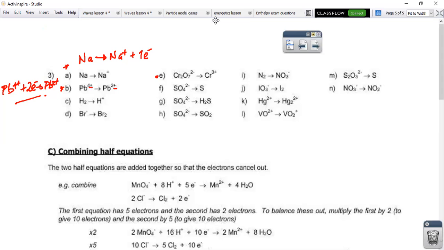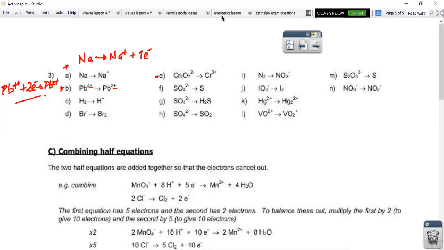Is it Cr2O7 2 minus? Yeah, 2 minus. Well done. Plus, so far, so good. Plus 14H plus. Good. And then the arrow. Cr3 plus. Plus 5e minus. Plus 7H2O. Okay. You got some parts of it right, and you stumbled on some parts.